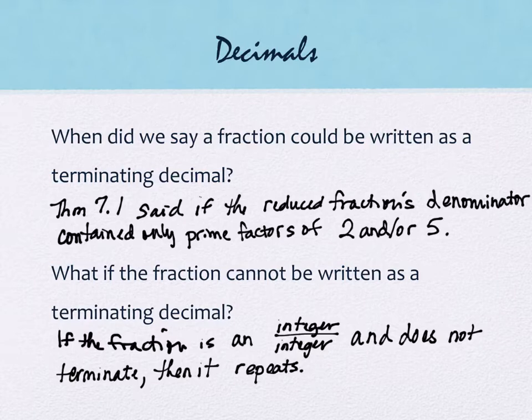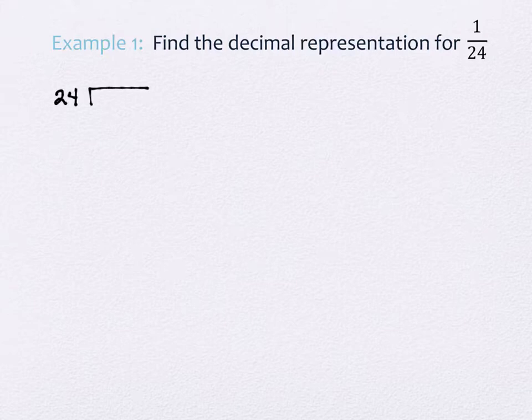So we're going to do an example. I know this is going to be repeating because why? There's a 3. Yeah, 24 evenly divides by 3. 3 is not 2 and it's not 5. So yeah, this is going to be a repeating decimal. So we're going to actually find the decimal representation and examine when and how we look at the repeating part. So we're doing 1 divided by 24, but of course 1 doesn't divide by 24, so I need to put in a decimal point.